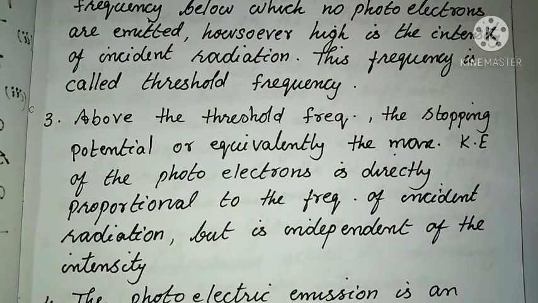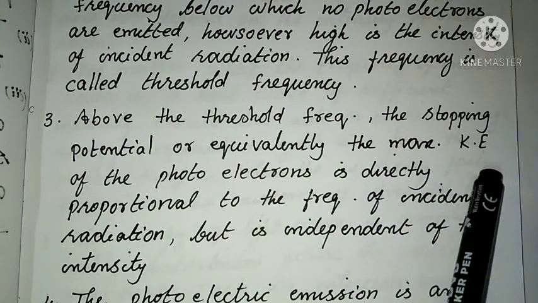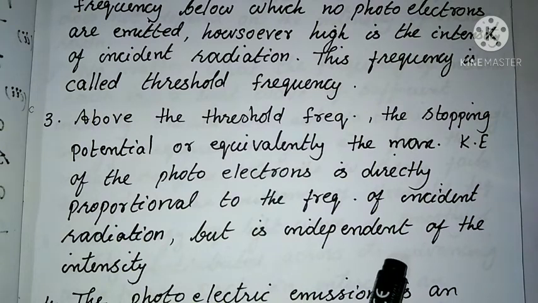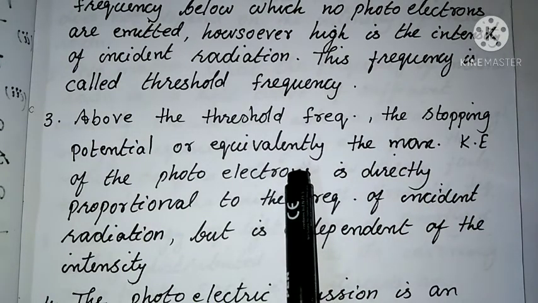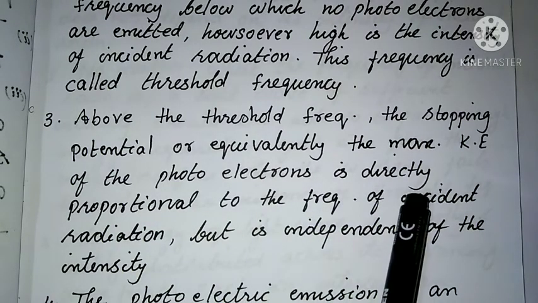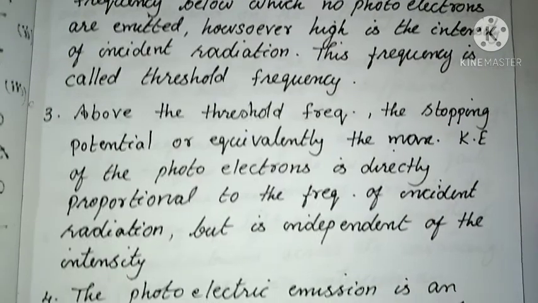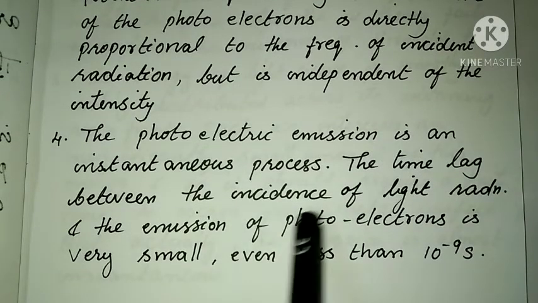Then the third point: above the threshold frequency, the stopping potential, or equivalently the maximum kinetic energy of the photoelectrons, is directly proportional to the frequency of incident radiation but is independent of intensity. That means above the threshold frequency, the stopping potential or the kinetic energy of the photoelectron is directly proportional to frequency, but it is independent of the intensity. Clear? Then the fourth point: photoelectric emission is an instantaneous process.